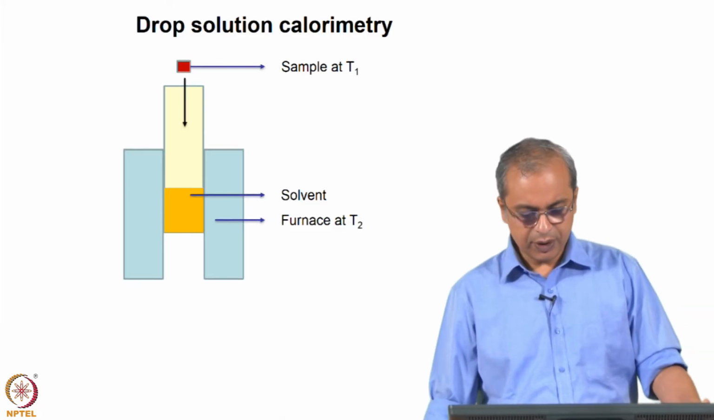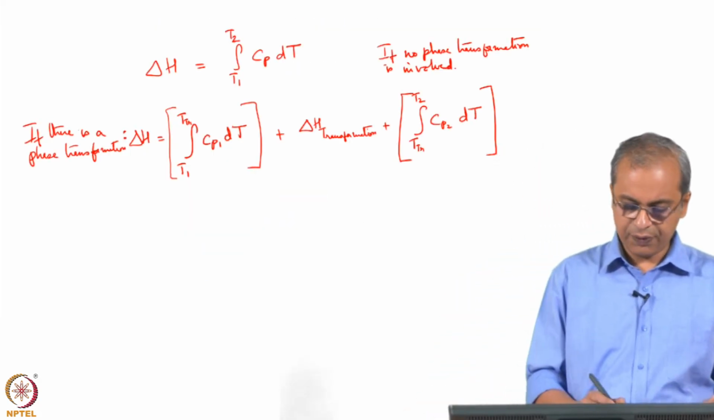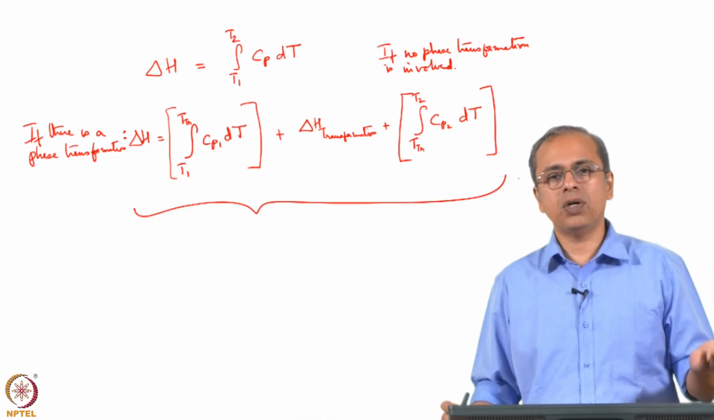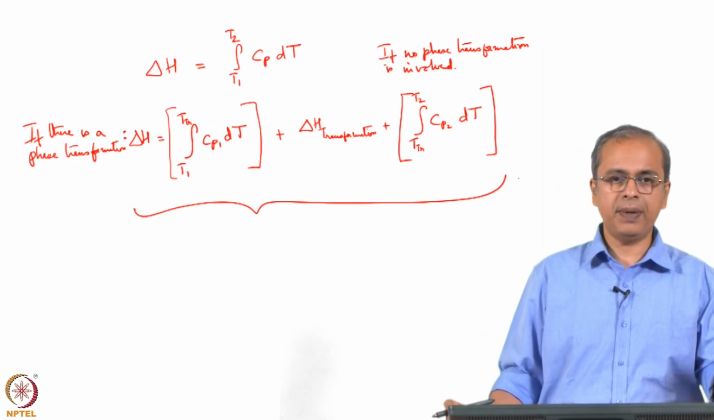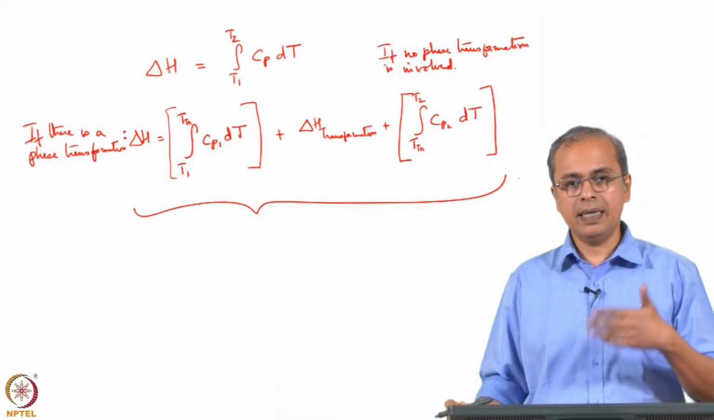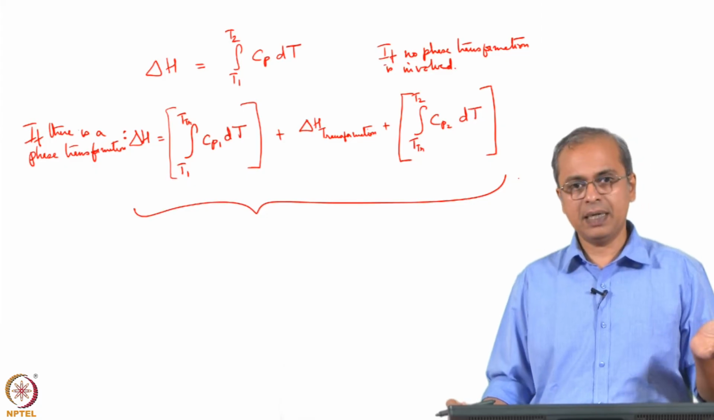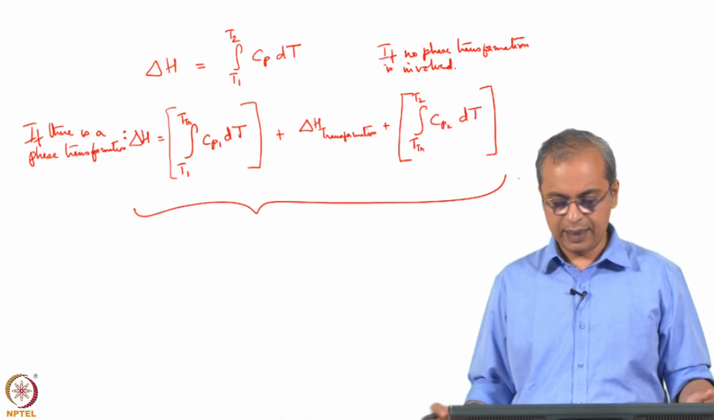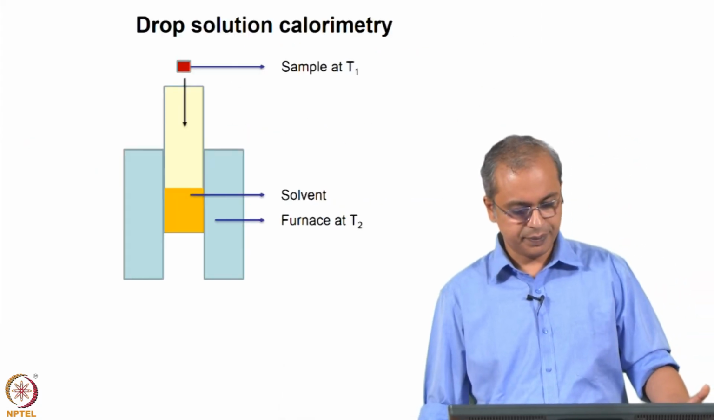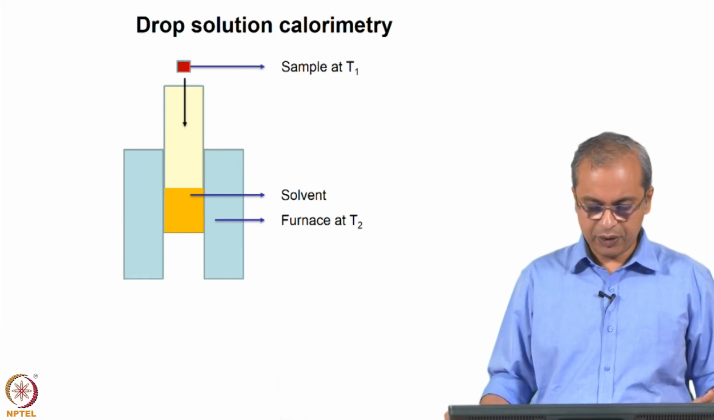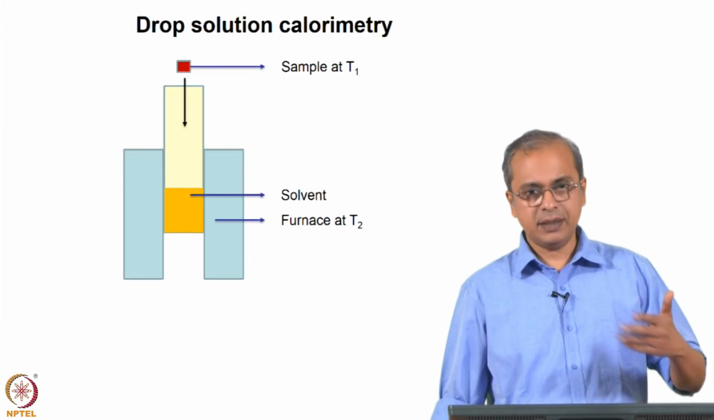So, I will also point out that I have written this in an elaborate way here, and if the Cp is not very different in the two phases, you may simply have integral Cp dT from T1 to T2, but you cannot assume those things. If it is the same, then it will be the same, otherwise you will have more detailed information of this sort. So, for example, if you do this drop solution calorimetry, then we can write a similar equation.